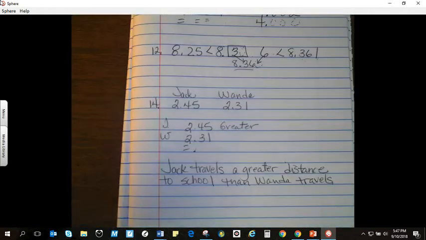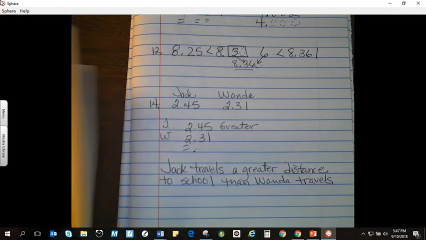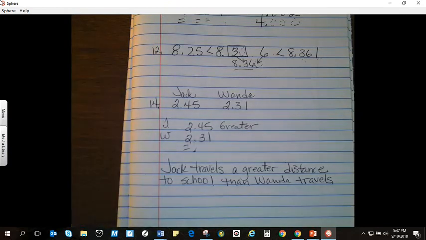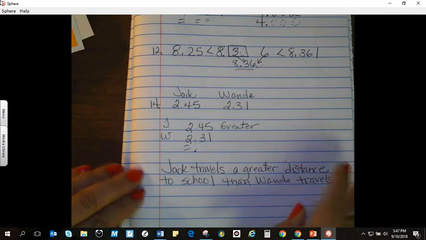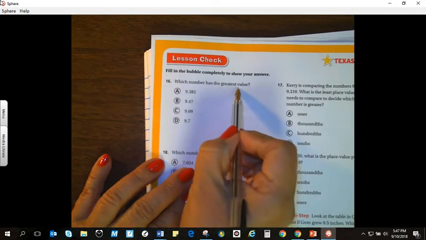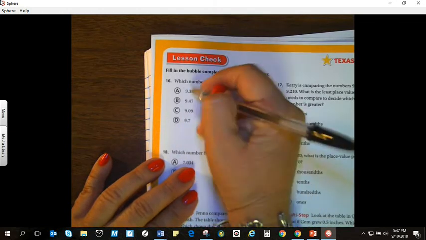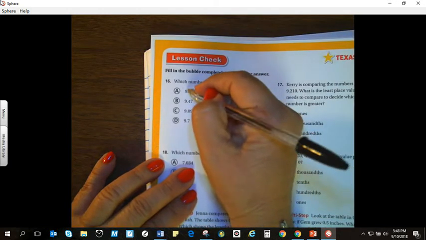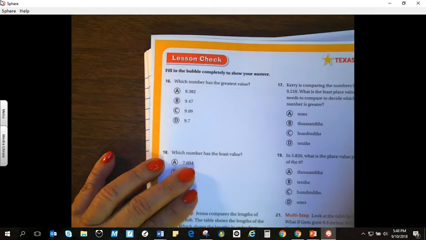Okay, flip your page over and let's go to 16. And we just have 3 more problems left. I'm going to flip my working page over. And I'm going to go to number 16. And on 16, it reads, which number has the greatest value? And so you're lining up your decimals, and it looks like they're all pretty much lined up. But I'm going to go ahead and pull those numbers out just to make sure.